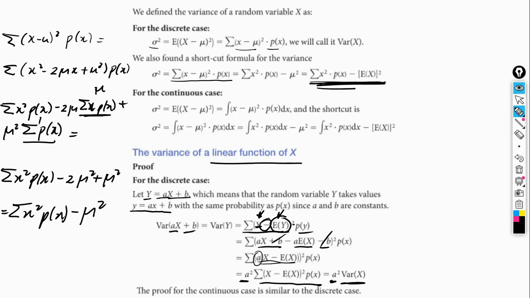So remember in the first example, we said that the variance was going to be modified by some factor that we didn't know, but now we can see through this proof that it's going to be the constant that is multiplying the random variable x, squared.